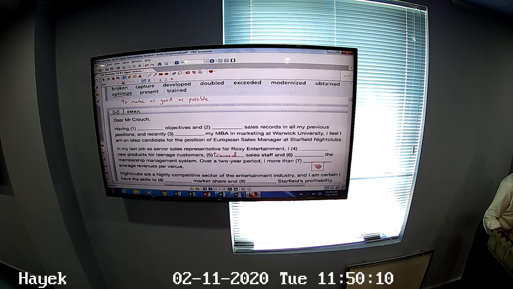Dear Mr. Crouch, having objectives... you can't really double objectives. If you doubled your objectives, you would have twice as many objectives. To double means to increase by 100%, to have twice as many. Double is not the best word now.